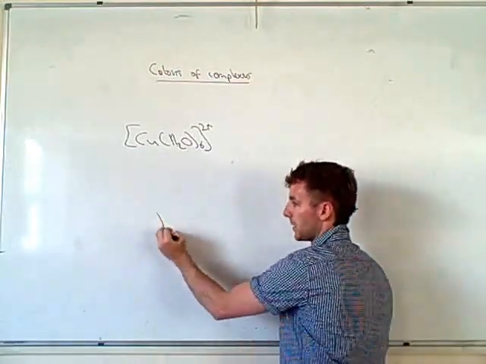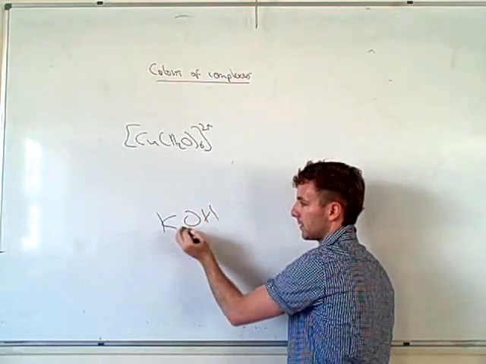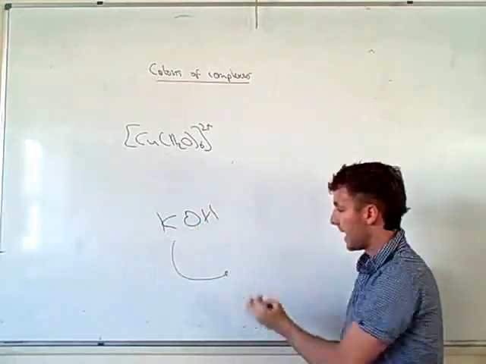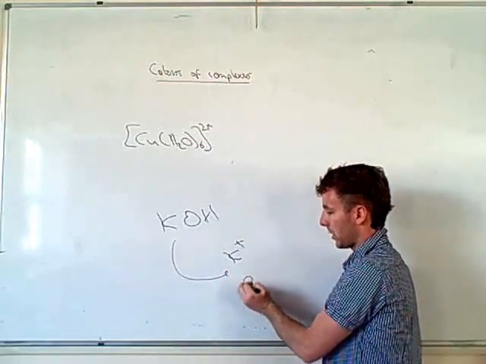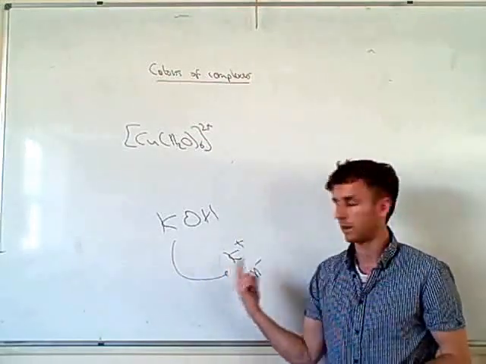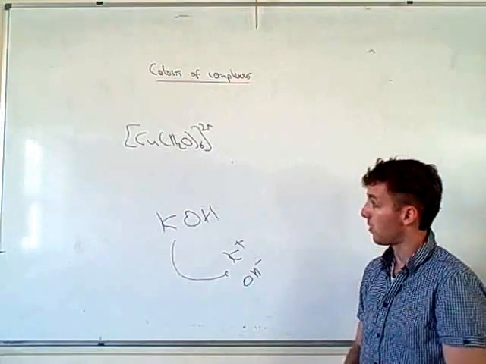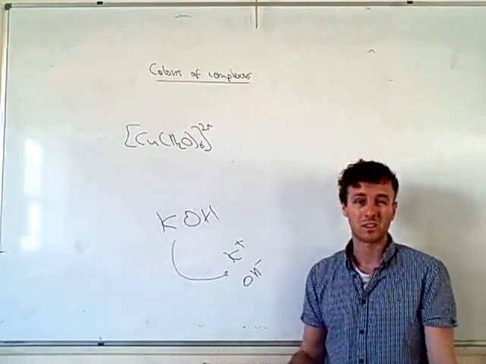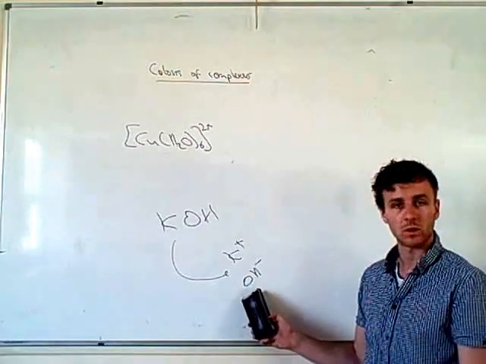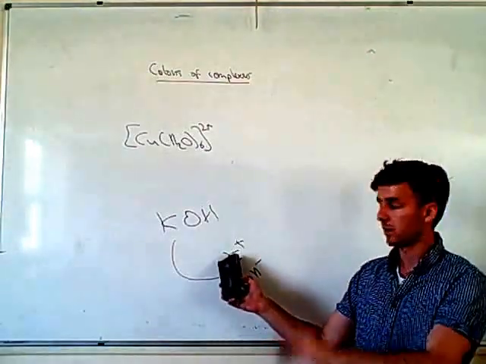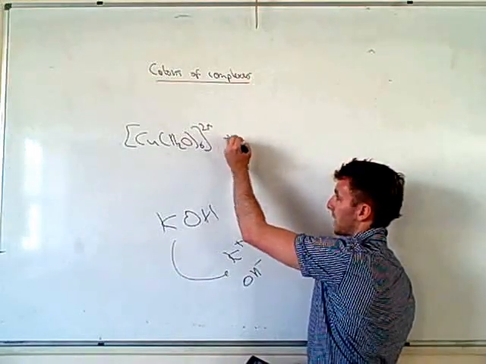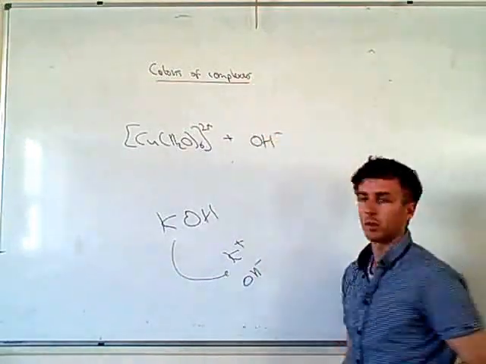Now, although you're adding, let's say, potassium hydroxide, because this is ionic, what's going to happen when it goes in solution is it's going to break apart into your K+ and your OH- aqueous. So, although we added potassium hydroxide, the only stuff which does anything is the hydroxide. The potassium just goes off and has a party somewhere. This is the thing which is doing stuff. So we're going to add some hydroxide.